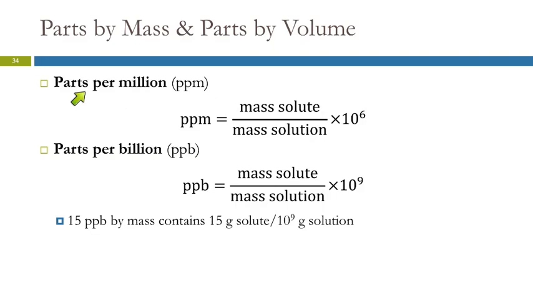If it's lower than that, we'll use parts per million. It's abbreviated ppm. Here you've got the mass of the solute divided by the mass of the solution. The difference is you're multiplying by a million. Parts per billion, ppb, mass of solute divided by mass of solution, times a billion. You could have parts per trillion. You'd multiply by a trillion. Okay? These can be used as conversion factors also. 15 parts per billion means 15 grams of solute per billion, 10 to the 9th, grams of solution.